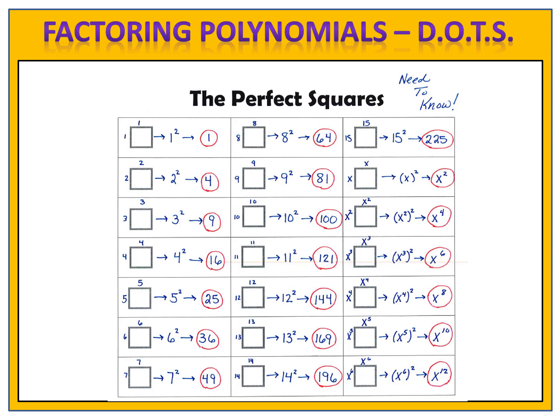1 squared is 1, so 1 is a perfect square. 2 squared is 4, so 4 is a perfect square. 3 squared is 9, so 9 is a perfect square. 4 squared is 16, so 16 is a perfect square. 5 squared is 25, so 25 is a perfect square. 6 squared is 36, so 36 is a perfect square.